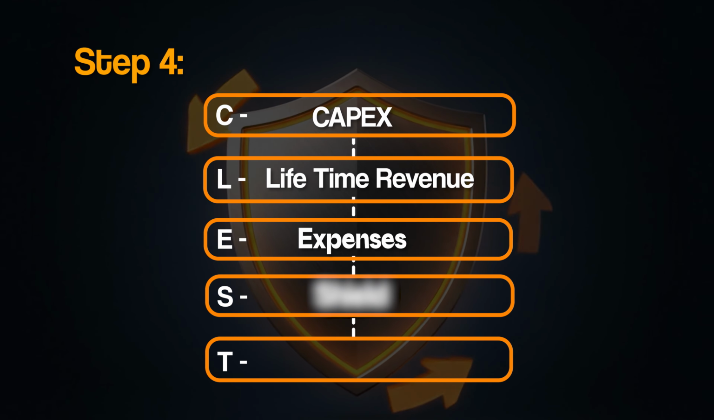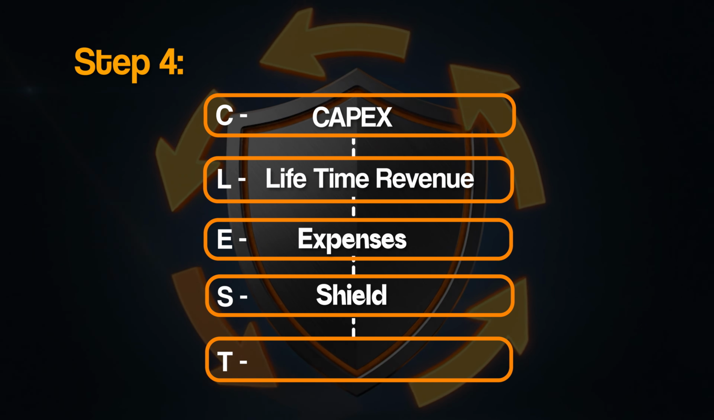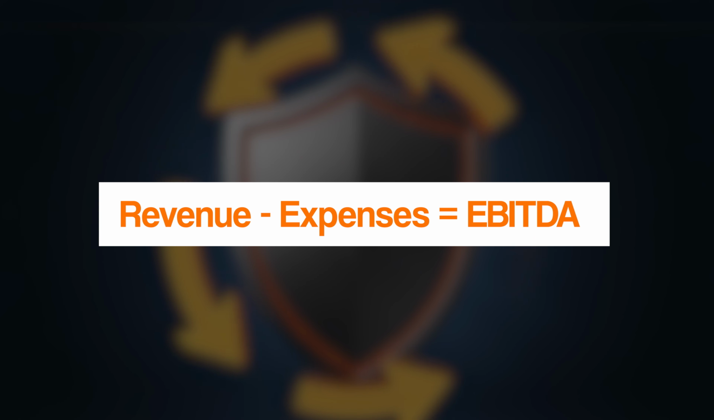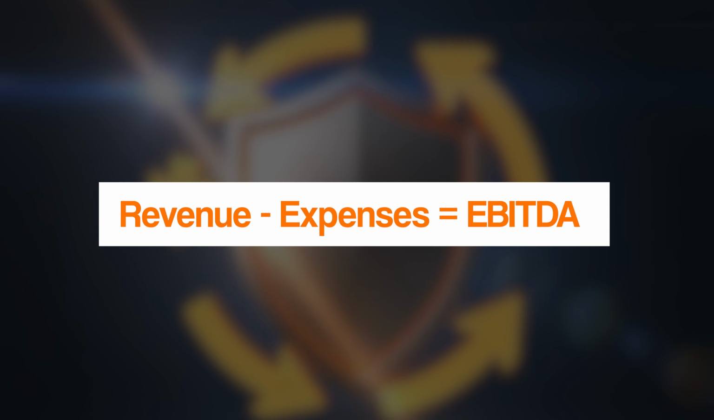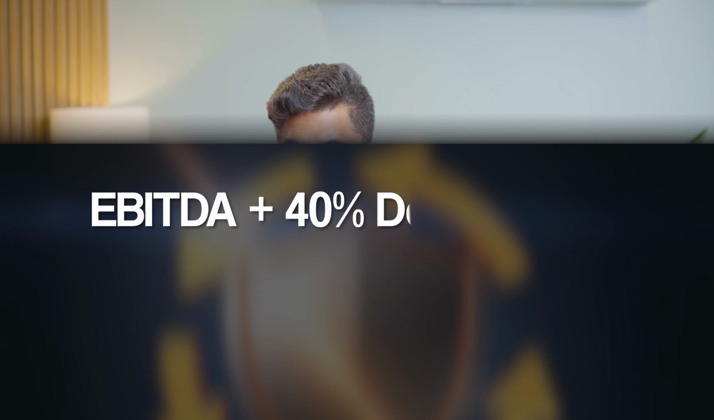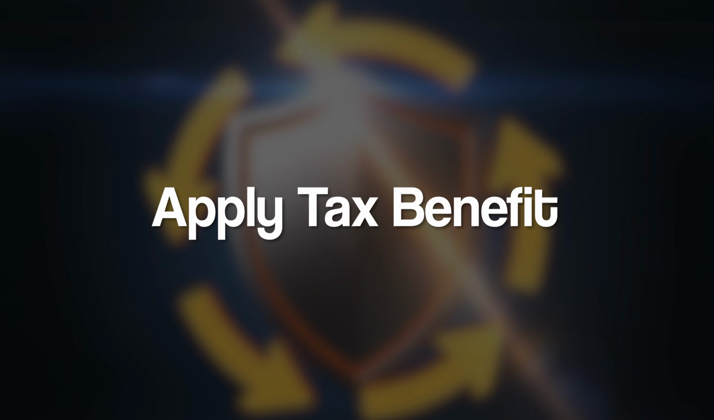Once you've done this, move to the 4th step. The 4th step in CLEST stands for SHIELD. SHIELD means in this step, you have to calculate, 1, the EBITDA that you are getting after adjusting the expenses from the revenue. Calculate the EBITDA that you are getting year by year, and plus, since this is a solar project, BESS project, there is a 40% depreciation that you get, which is a tax shield. Apply that so that you can calculate the benefit out of it. Once you have arrived at the EBITDA for the next 25 years, move to the 5th step.